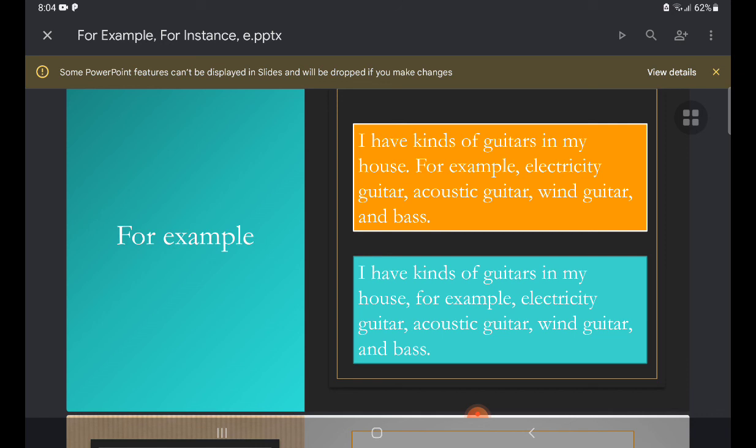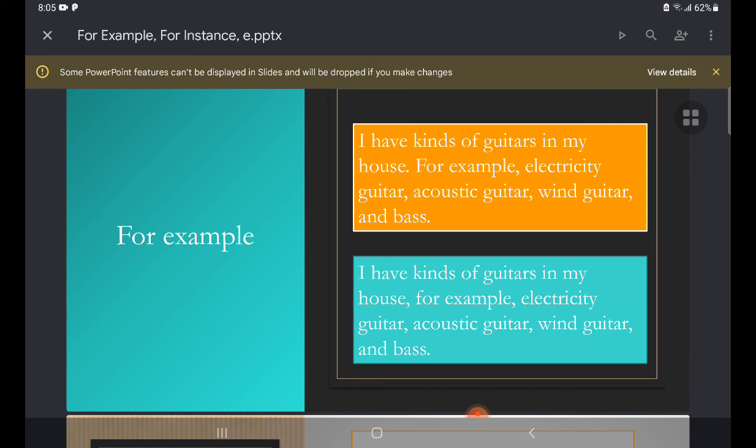The first style is For example with a big letter at the beginning of the phrase, I mean a big F. If we want to use the big F, we have to divide the clause into two. I mean, we have to put a point. For example: I have kinds of guitar in my house. Then we put a point, and continue with For example, with a big F, and then put a comma, and then we continue to another clause. Like this one: I have kinds of guitar in my house. For example, comma, electric guitar, acoustic guitar, wind guitar, and bass. That's the first style of for example.